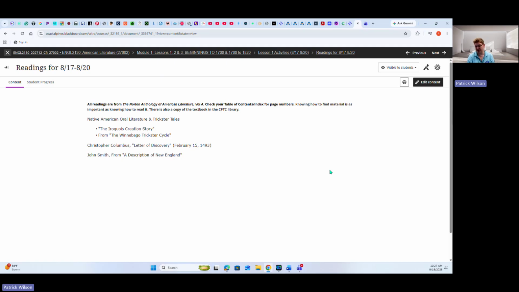We're looking at at least one of the letters from Christopher Columbus, from February 15th, 1493. And then we're looking at a piece by John Smith, from A Description of New England. Depending on your version of the Norton Anthology, you're going to find these in Volume A, and you need to look at the table of contents for the page number or the index, because both the short 9th edition and the 10th edition of Volume A will have all this stuff in it. You may be able to find some copies online as you wait to get your book, but this is what we're reading this week.